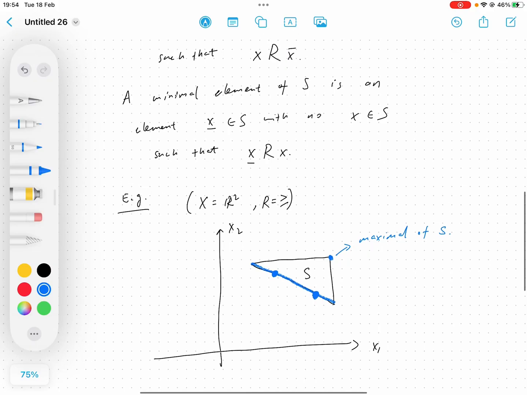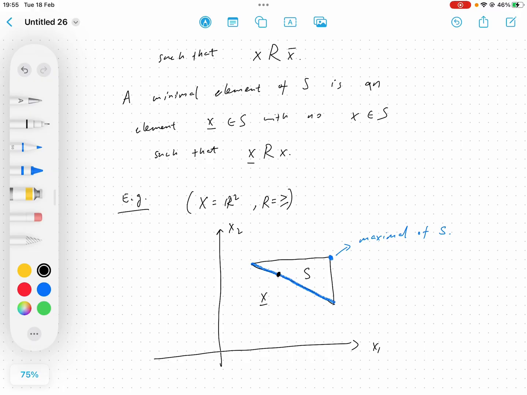But we can verify that all of those points on this edge of this triangle are all the elements satisfying this minimal definition, right? Because you can see that this is the point. So the minimal element of S on this, that would be an element for this x lower bar. For example, we call this S x lower bar. So that's an element of S, right?